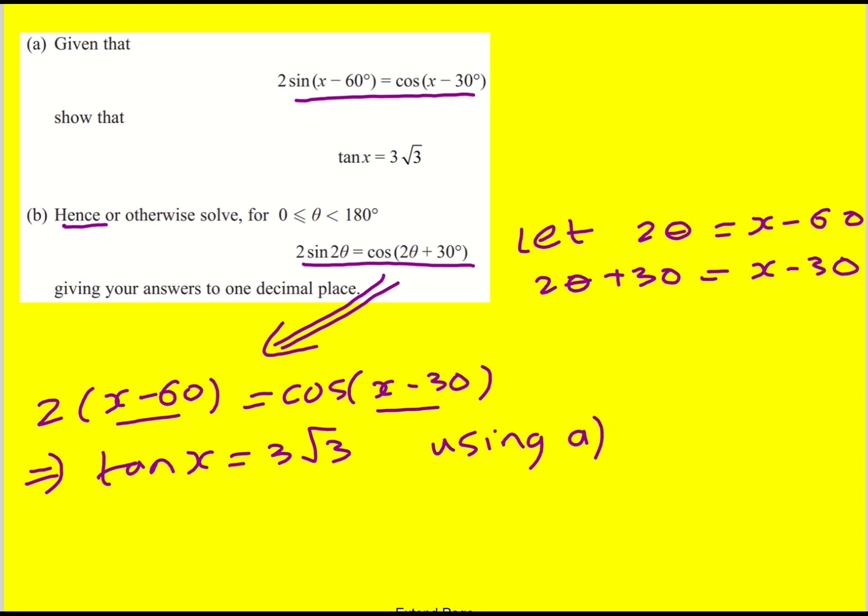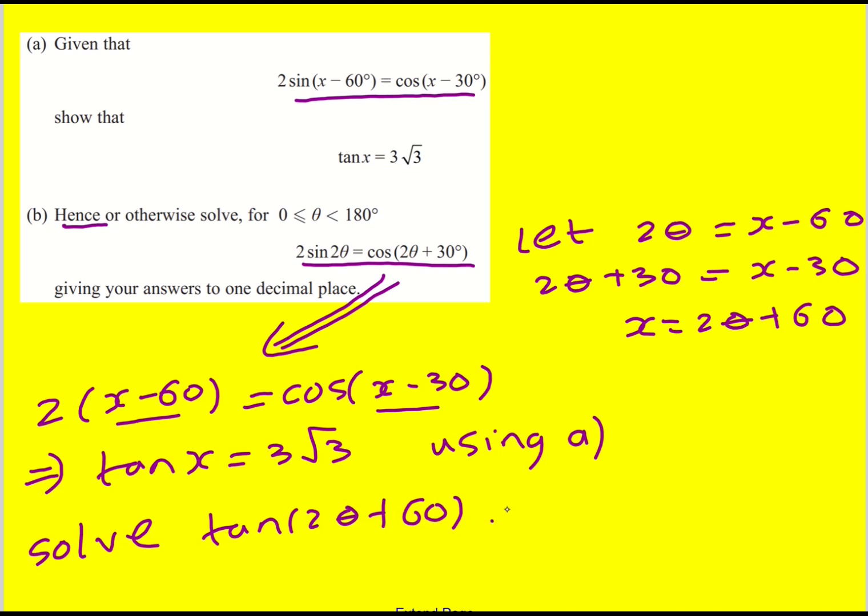Now you can go ahead and solve in terms of x, and then get it back in terms of theta after. Sometimes I see people do that. This is like a temporary variable substitution, but I quite like to just keep everything in terms of theta, just so I haven't forgotten about it. So that means that x is going to be 2 theta plus 60, and I'm just going to solve it for that. So solve tan of 2 theta plus 60 equals 3 root 3.